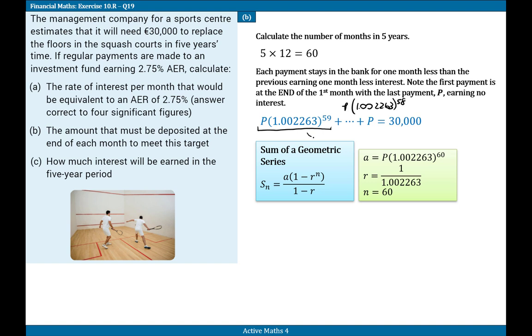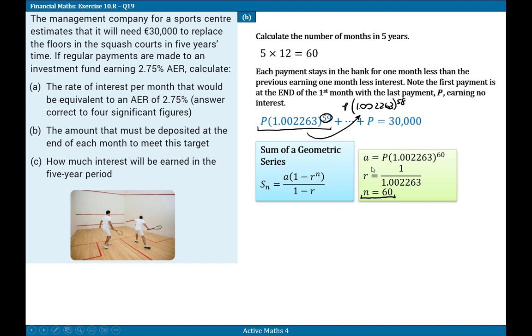How do we go from a power of 58 to a power of 59? Well, we divide by 1.002263. Even though the first power is 59, we still have 60 payments. It's just that the last payment didn't get any interest, but there still are 60 amounts of P being saved to make the 30,000.